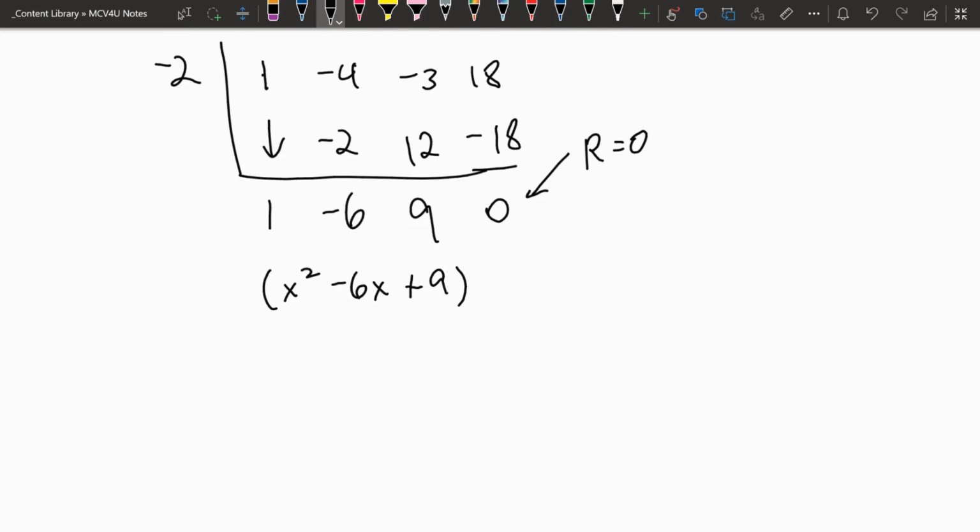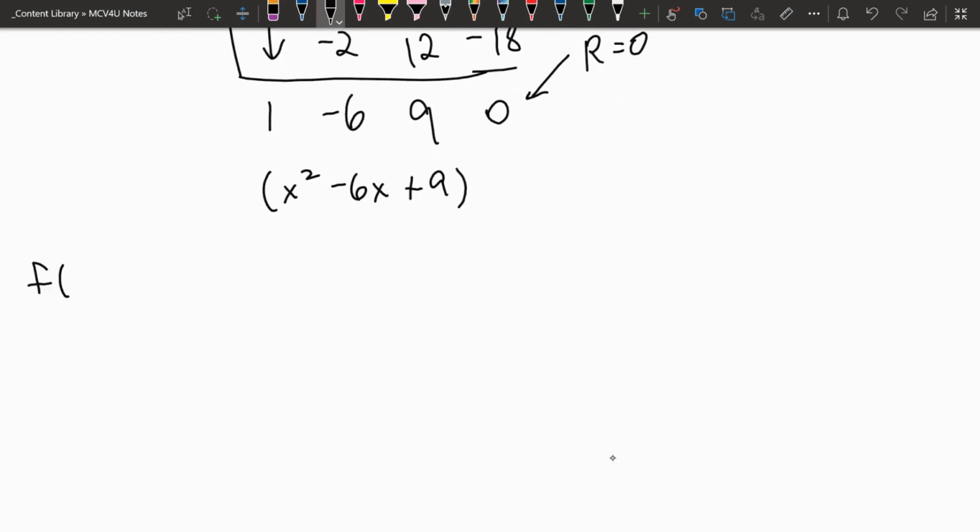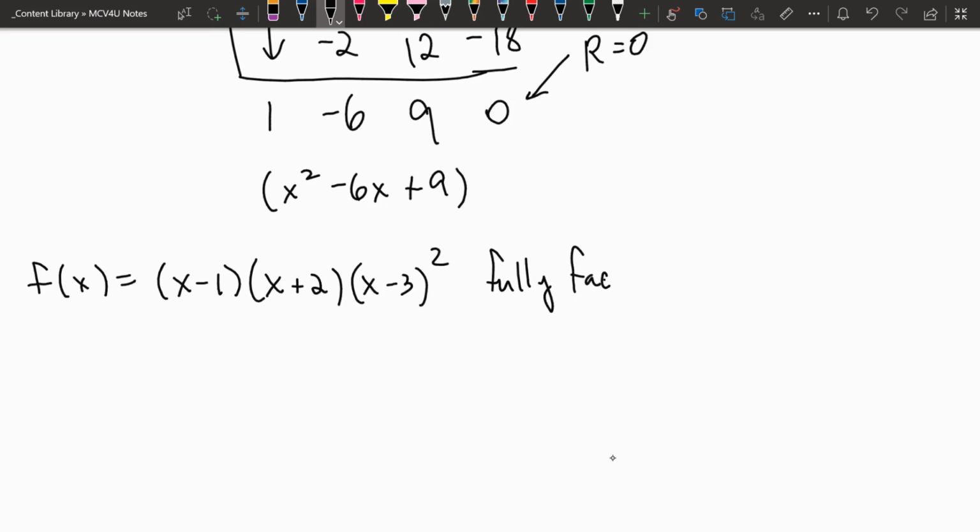So let's write out the factored form of f of x. Right? So we have f of x equals, from the factor theorem the first time, we have x minus 1 as a factor. In the factor theorem a second time, we have x plus 2 as a factor. And then from x squared minus 6x plus 9, that's factorable. That's x minus 3 squared. That's a perfect square factoring there. So there is our fully factored form. This is now fully factored.